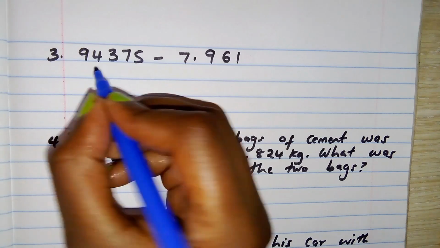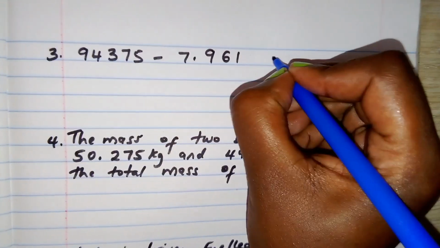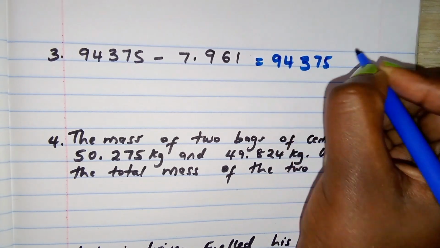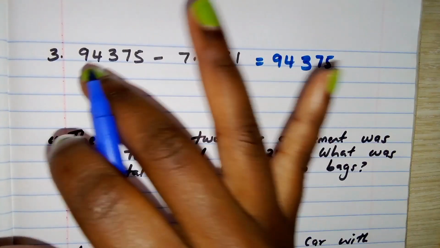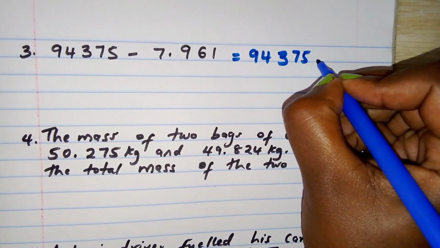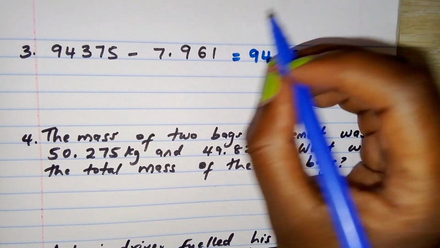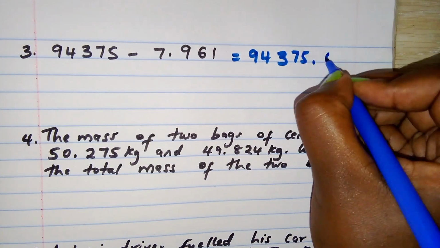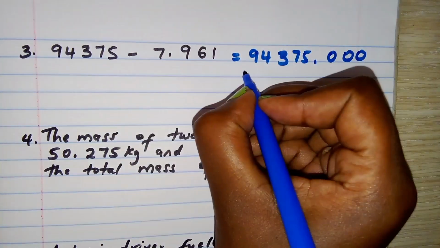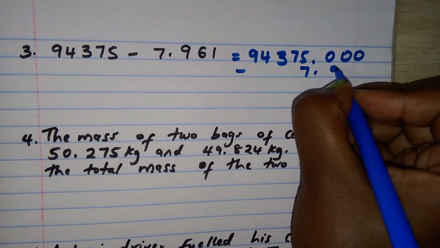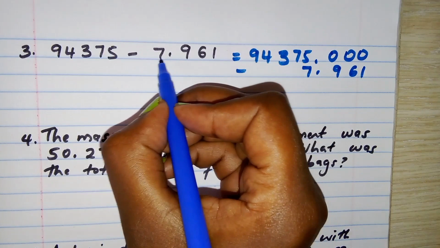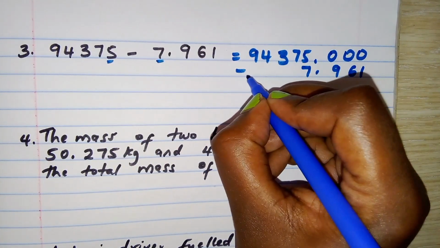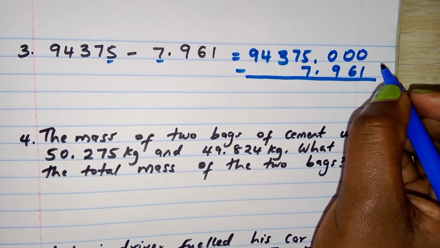Now here we have a whole number minus a decimal. So we start with the whole number, 94,375. A whole number you can make a decimal by putting a decimal point and adding 3 zeros, because this one has 3 decimal places: 1, 2, 3. Then we put minus 7.961. You notice that the 7 is in the units and the 5 is in the units, so they should be in one column. Now we can go ahead and subtract.